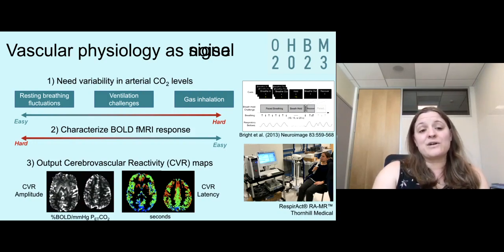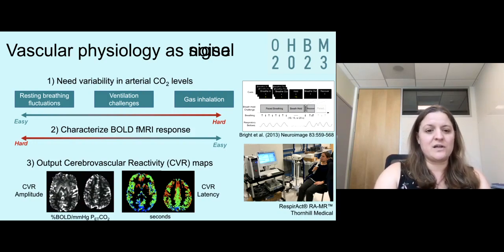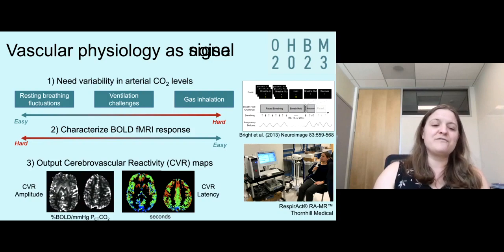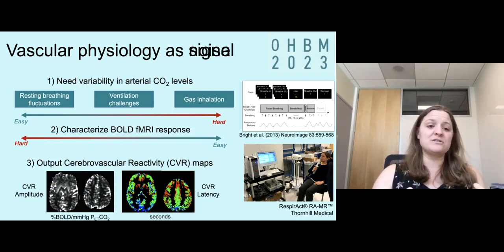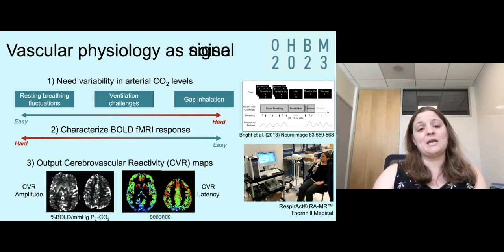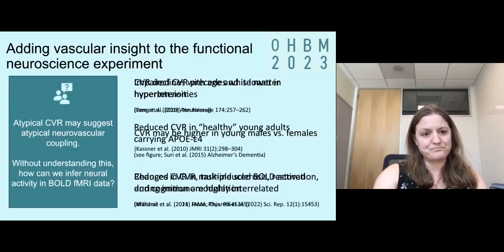But ultimately, what we try to do is output maps of cerebrovascular reactivity, or CVR. That's the responsiveness of your brain's vasculature to these breathing challenges and CO2 modulations. And we can pull out the amplitude, so how much the vessels dilate, and also the latency, when the vessels dilate. And this produces two interesting biomarkers that are starting to become increasingly used in translational research.